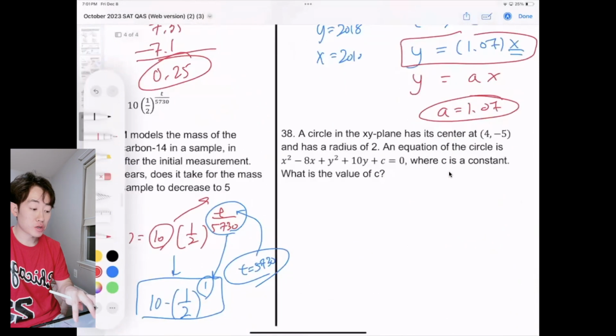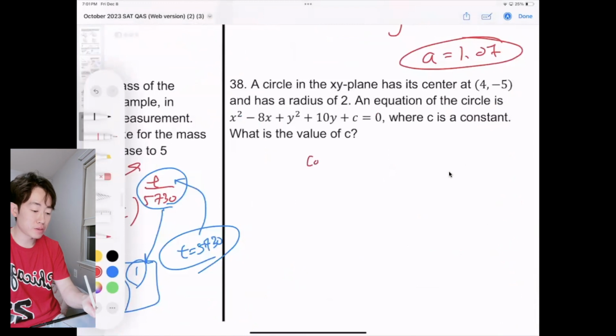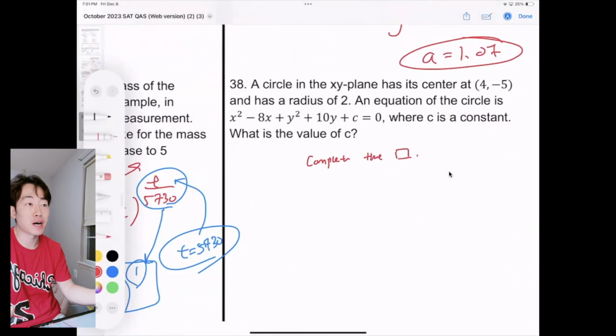Last but not least, question number 38. A circle question. Complete the square. I mean, we did this before in the previous video. A circle has a center of 4, -5 and has a radius of 2. Oh, I'm sorry. We don't have to complete the square. We are given the center and the radius.